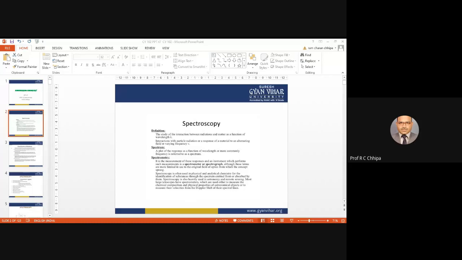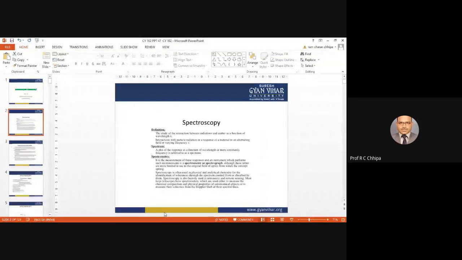So here the spectroscopy, when we have to discuss the spectroscopy phenomena, this one is the study of interaction between radiation and matter. What we were earlier discussing was the use of chemicals, qualitative and quantitative. But here only with the help of radiation, different technologies and different equipments are developed.